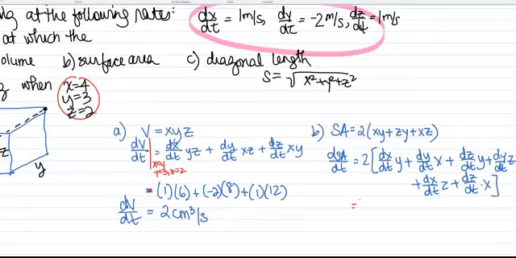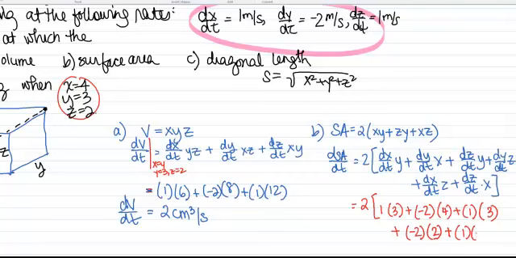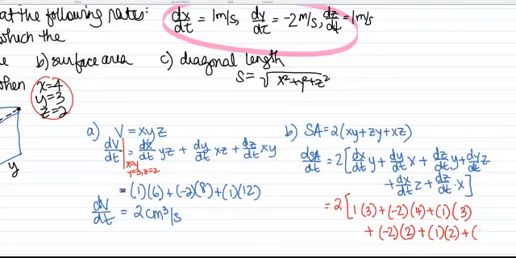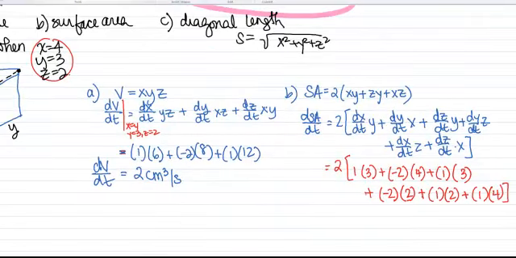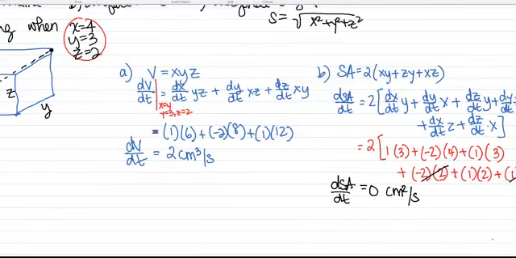So that'll be 2 times 1 times 3 plus negative 2 times 4 plus 1 times 3 plus negative 2 times 2 plus 1 times 2 plus 1 times 4. So 6 minus 8 plus 3 minus 4 plus 2. Let me see, these will cancel. That's 8, and the rest is 8. I get 0. Surface area does not change. And one last one to go.